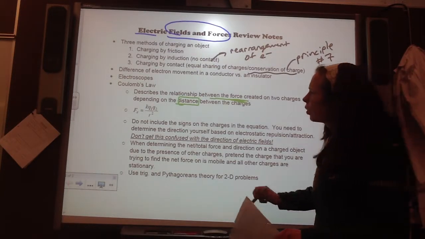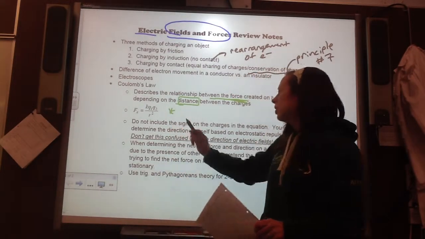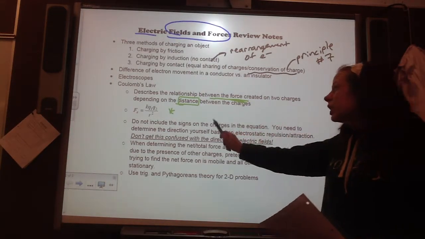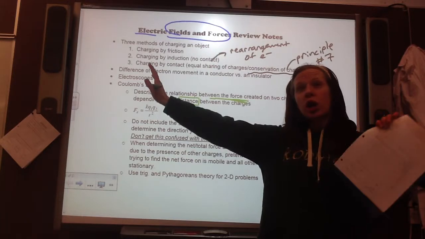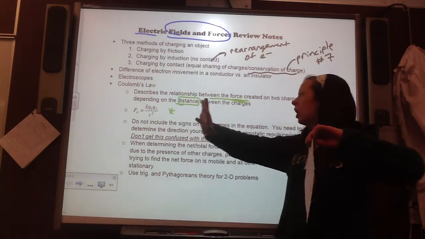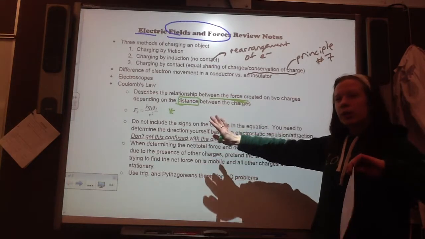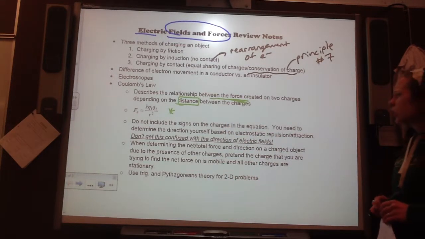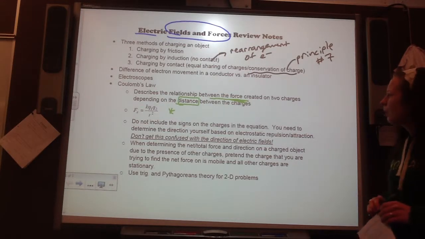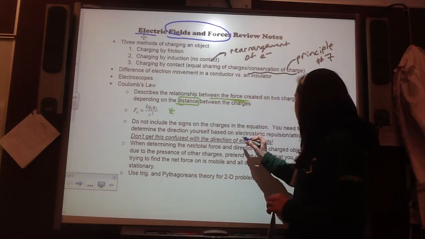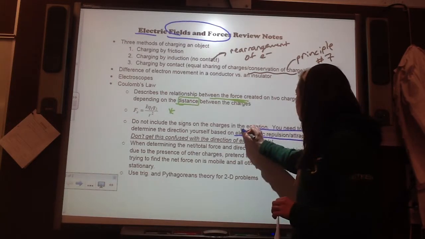So it showed us what was happening with the force. Now this is our formula from Coulomb's law. It's on your formula sheet, but you can only use this when it's a source charge and another charge or point experiencing that field, not when you're doing parallel plates. Note, do not include the signs on the charges in the equation. You don't need them. You need to determine the direction yourself, based on the electrostatic repulsion and attraction.